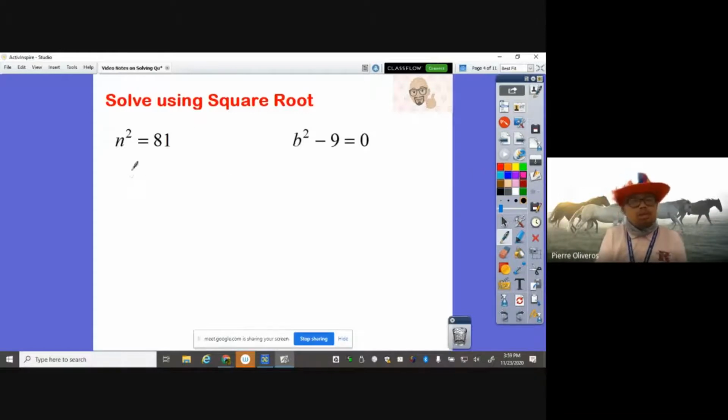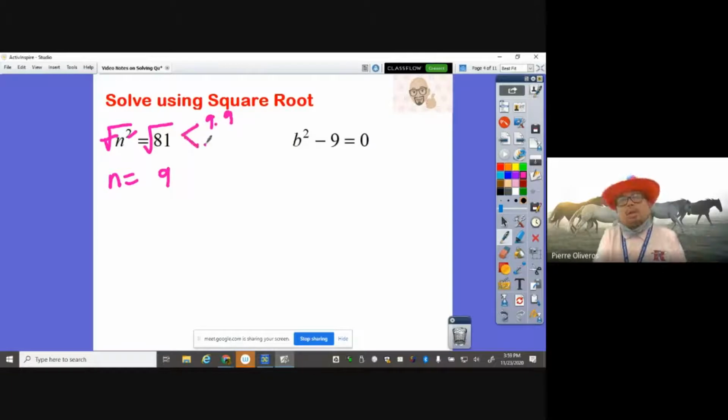Okay, so if we have n squared is equal to 81, we can solve for n by taking the square root of both sides. This crosses out, and the square root of 81 is going to be 9. But hold on, why is it 9? Because 9 times 9 is 81. But isn't it also that negative 9 times negative 9 is also positive 81? So therefore, the answer is positive and negative 9.